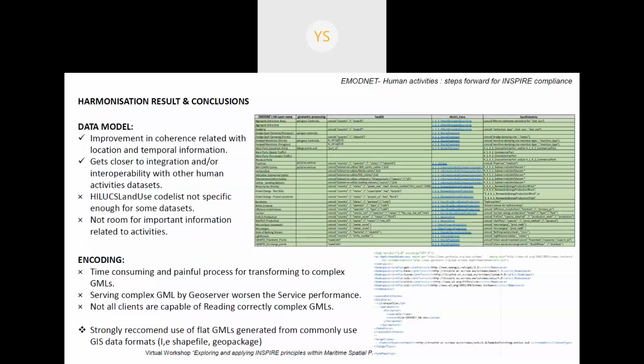However, there are two disadvantages found that have to do with the fact that the Hilux land use code list is not specific enough to well define all the maritime activities. And also, and this is more important, this Msp model does not have room for other associated information that sometimes is very important to be taken into account related to the human activities at sea.